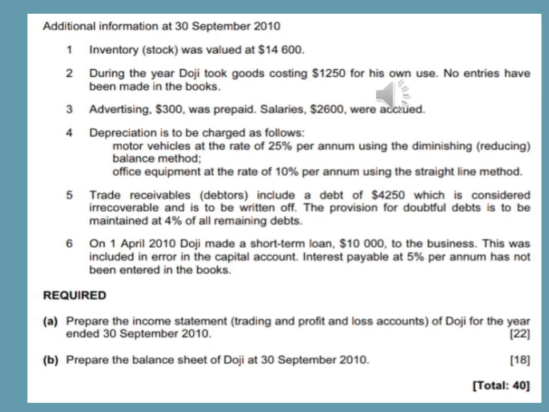Okay, now going to point number 5, trade receivables debtors include a debt of 4250 which is considered irrecoverable and is to be written off. We all know how a bad debt is treated.